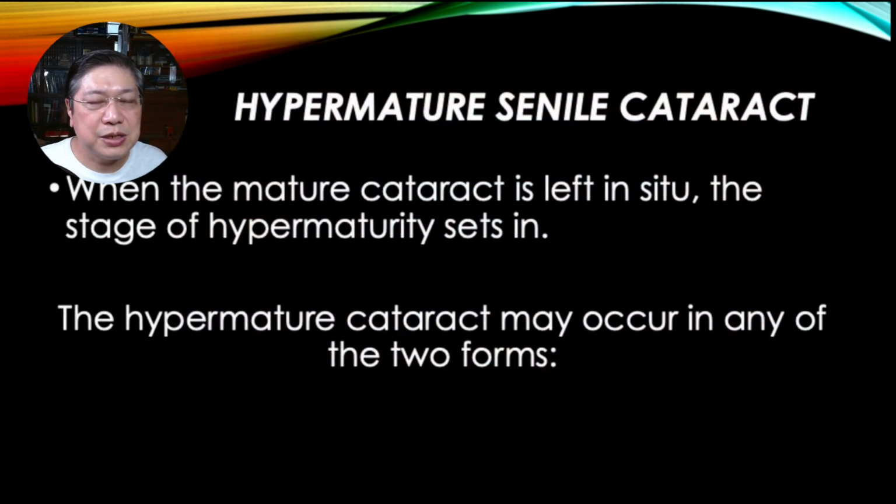A hypermature cataract is when, well, you got past mature. Most of the time, when doctors see a white cataract, one that's really very white, they call it hypermature. Well, in the books, it's just described as mature.